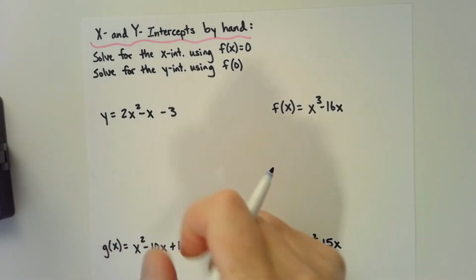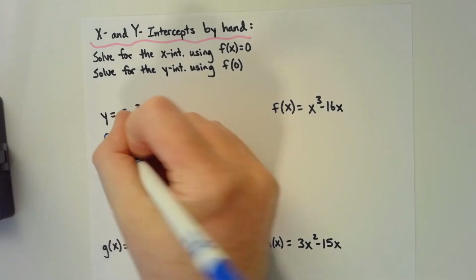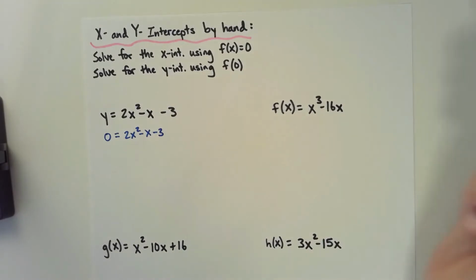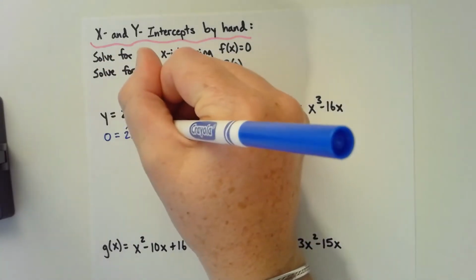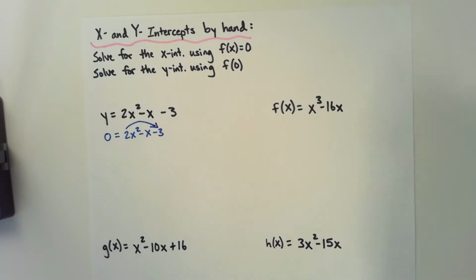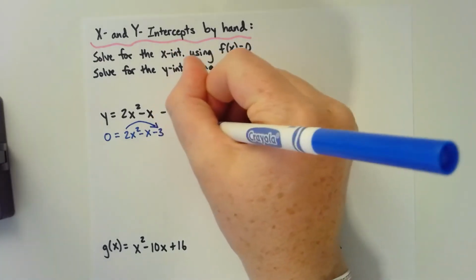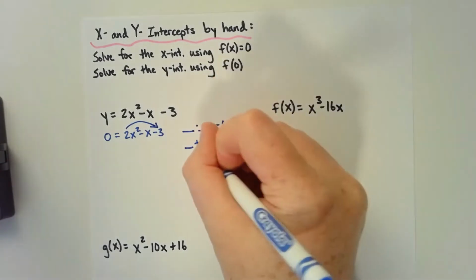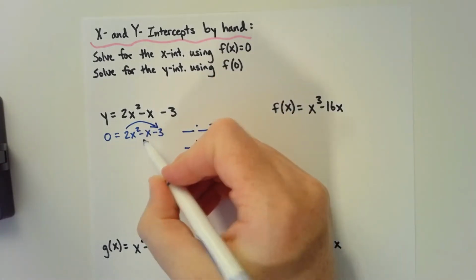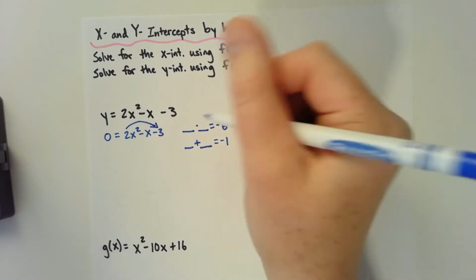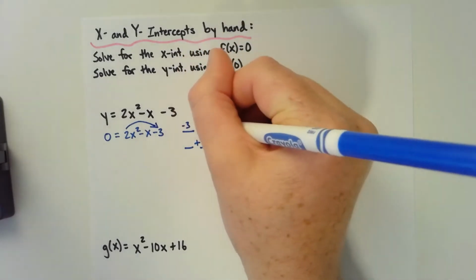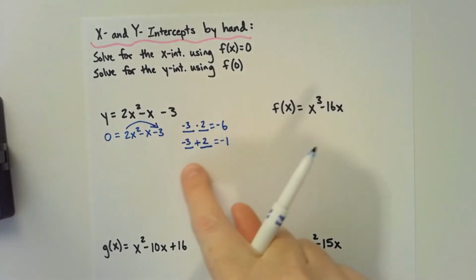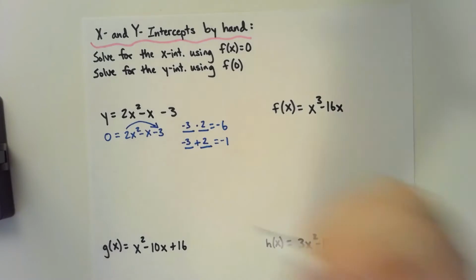If we want to find the x-intercepts, we basically need to say y equals 0 and solve it just like you would a regular equation. So for this one, I'm going to use factoring. I need to multiply the 2 times the negative 3, and that gives me negative 6. And then I need to add to get the number in the middle, which is a negative 1. So I need to multiply negative 3 times 2, because if I add negative 3 and 2, they would also give me negative 1. So those are the right numbers.